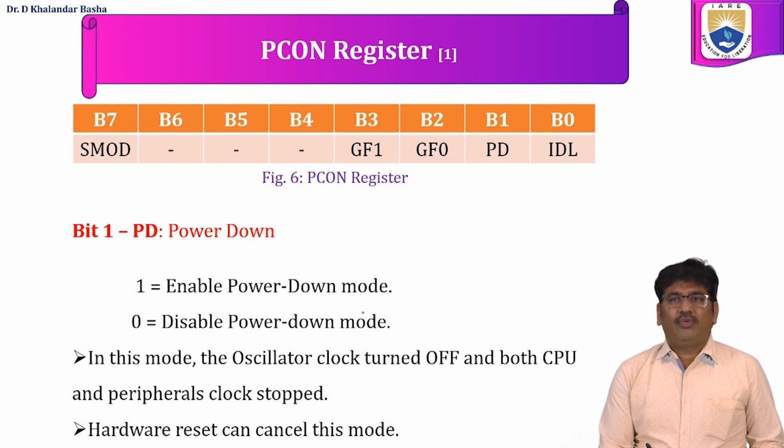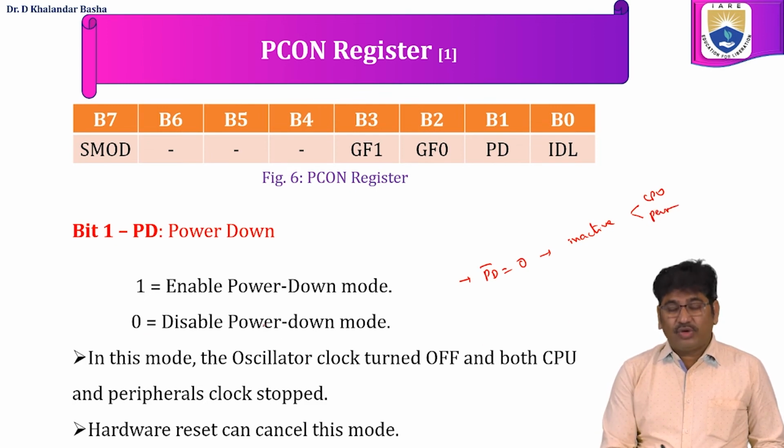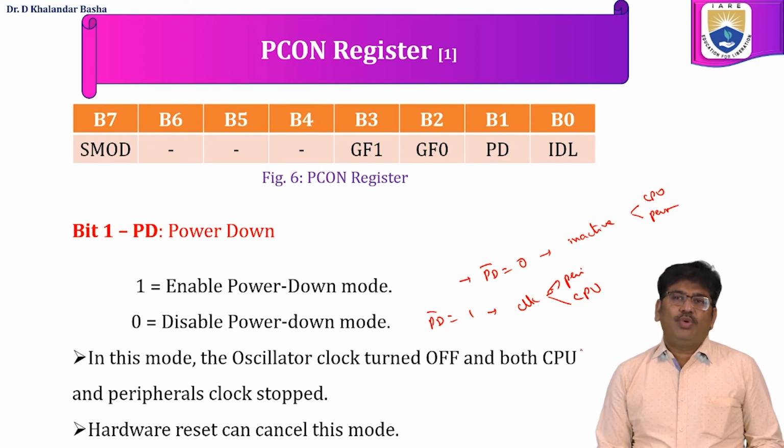So when you make the power down enabled, the signal which you are passing for PD bar is equal to 0, which will make inactive clock pulses for the CPU as well as for peripherals. If PD is equal to 0, that means PD bar is equal to 1. Then in this case, the clock pulses are given for peripherals as well as for the CPU. In this mode, the oscillator clock is turned off and both CPU and peripherals clocks will be stopped. Hardware reset can cancel this mode.